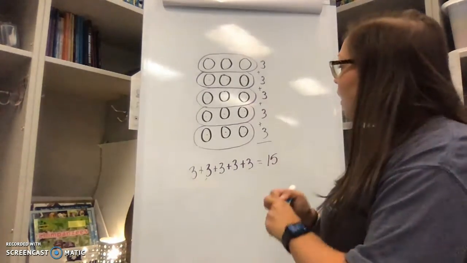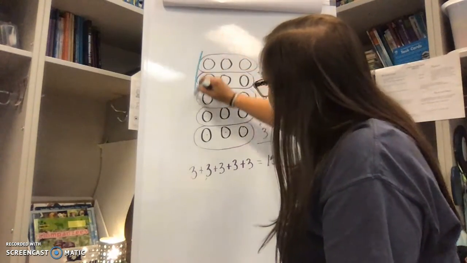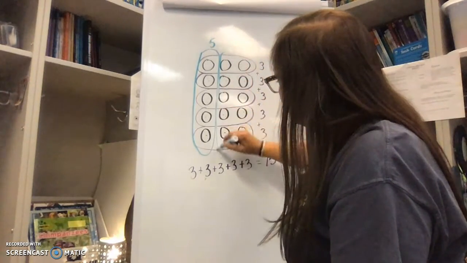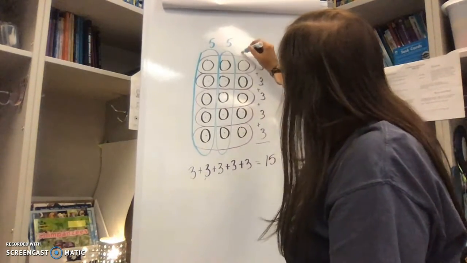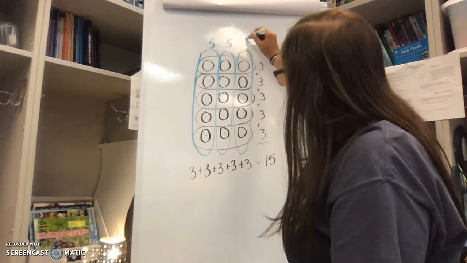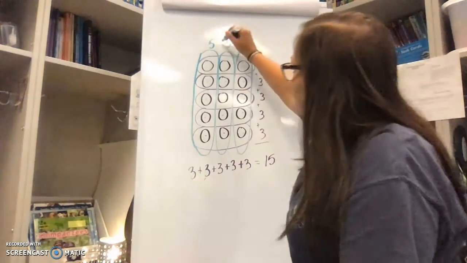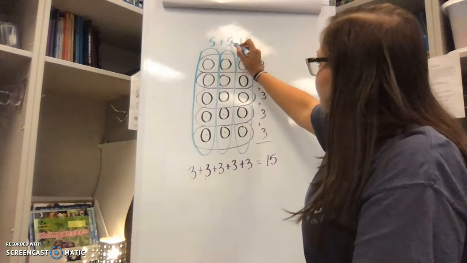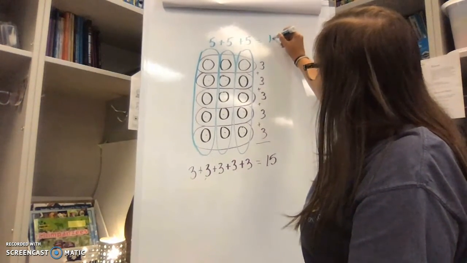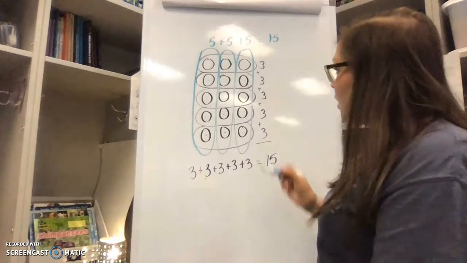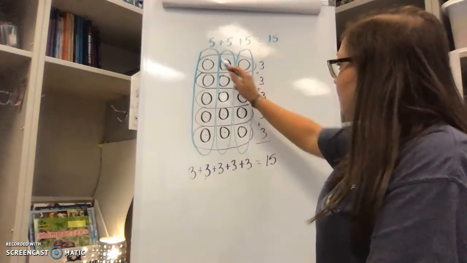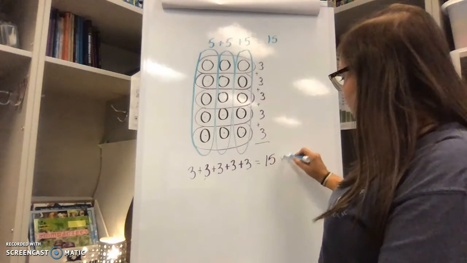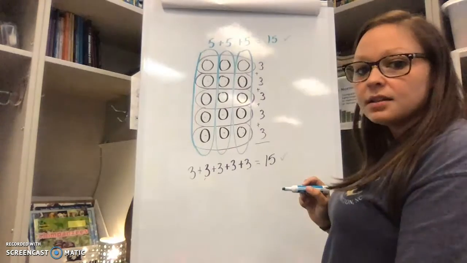Now if we want to do it by columns, we're going to say here's one column of 5, and here's one column of 5, and here's one column of 5. And I'm just going to add those together. 5 plus 5 plus 5. Well, I know how to count by 5s. 5, 10, 15. So there are 15 circles. I can also check my work by counting them. 1, 2, 3, 4, 5, 6, 7, 8, 9, 10, 11, 12, 13, 14, 15. I got 15 in this sentence. I got 15 in that sentence.